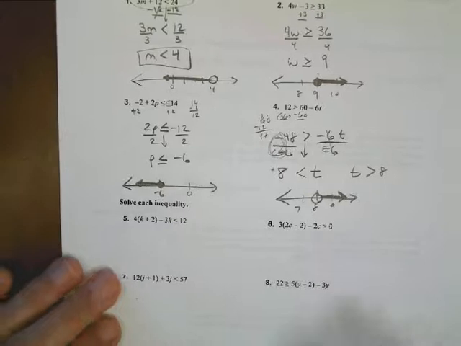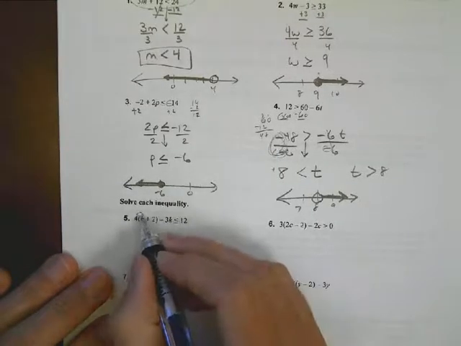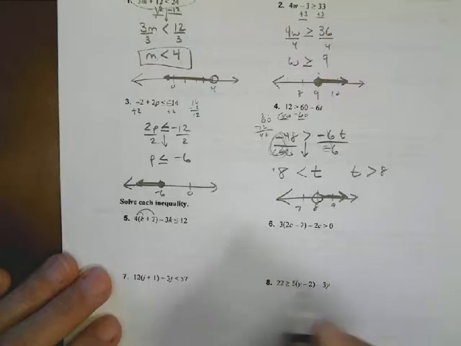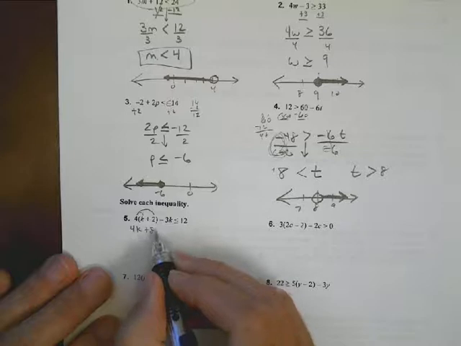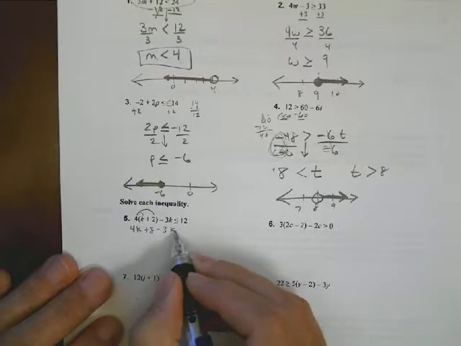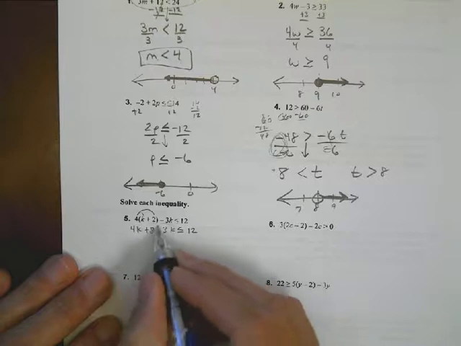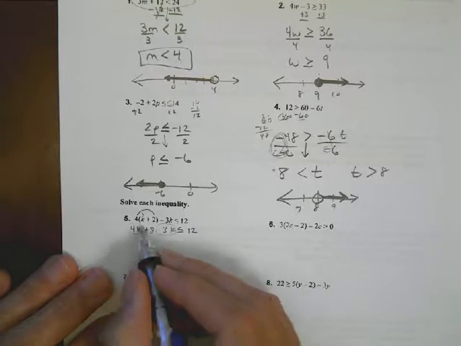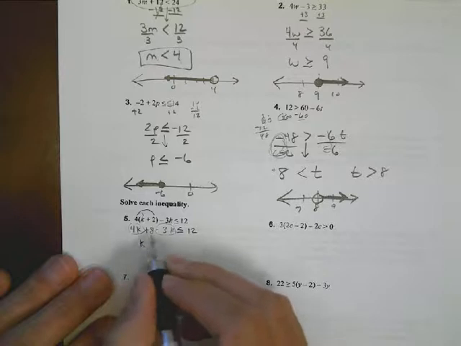Again, same idea. We're still solving inequalities, but a few extra steps. Now I have to begin first of all by distributing the 4 through that part there. So I have 4k, 4 times 2 is 8, and I have the minus 3k, it's less than or equal to 12. Next step is to combine like terms. I have a negative 3k and a 4k. That will combine to give me just 1k.